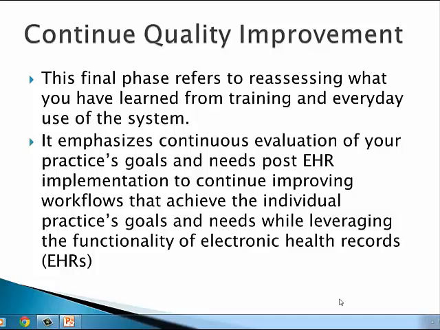Continue quality improvement. This final step of implementing an EMR refers to reassessing what you've learned from training and everyday use of the system. It emphasizes continuous evaluation of the practice's goals and needs post-EMR implementation to continue improving workflows that achieve the individual practice's goals and needs while leveraging the functionality of electronic health records. We often refer to this as optimization. We want to improve what we're doing today and use all the functionality that the system has.